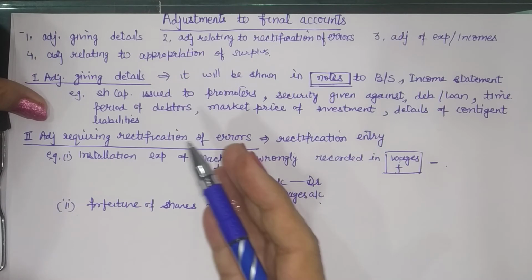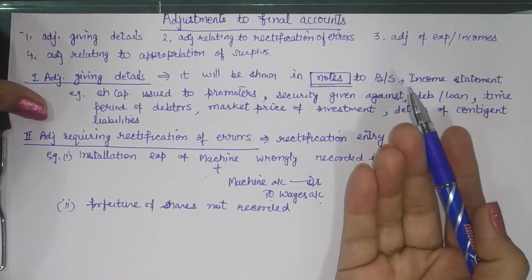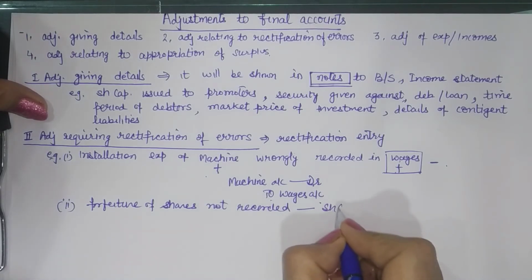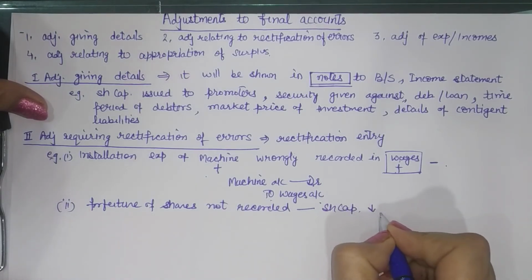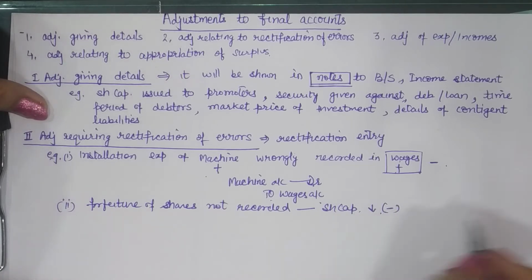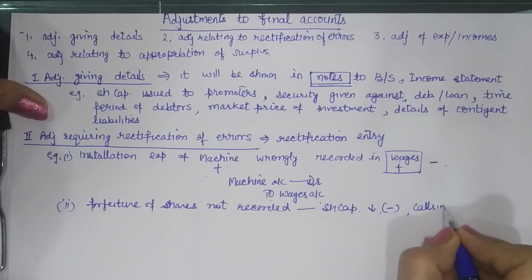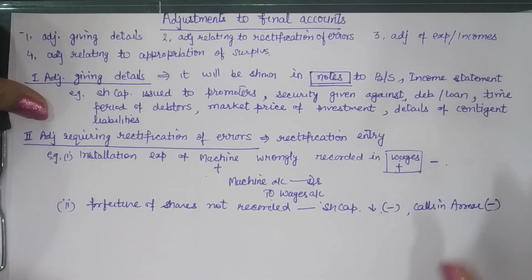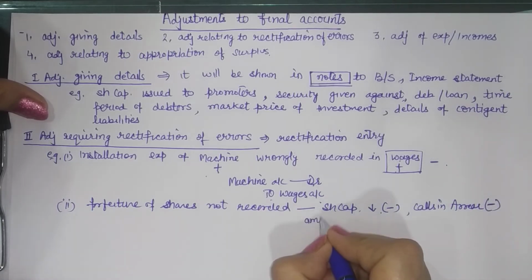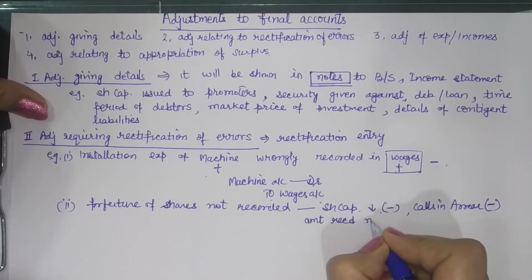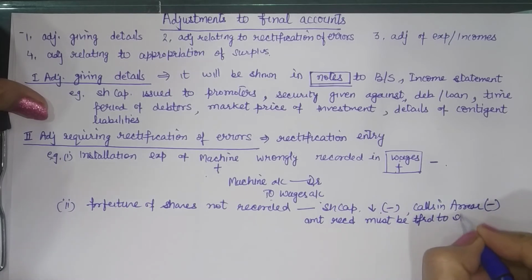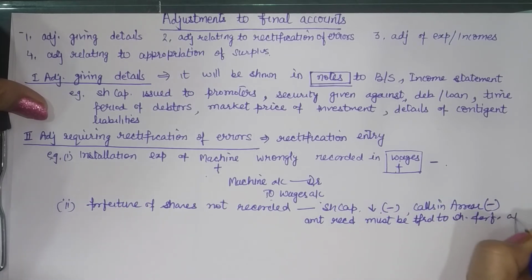When you forfeit the shares, originally you have issued shares to the public. So when you forfeit the shares, the effect will be that share capital should be reduced, right? Then the calls in arrear which you are now showing will be cancelled. So calls in arrear should also be reduced, and the amount received must be transferred to share forfeiture account, right?